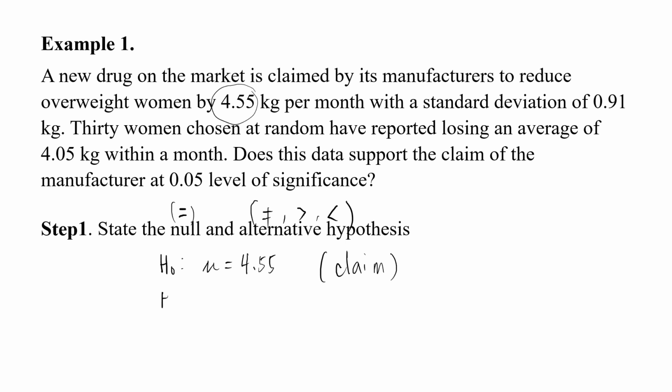Then, next is the alternative hypothesis, H sub 1 or H sub A. Okay. So, wala tayong nakitang less than or greater than na word dun sa ating problem. So, obviously, yung ating mu is not equal to 4.55. So, ito yung ating alternative hypothesis. Okay. So, next step.